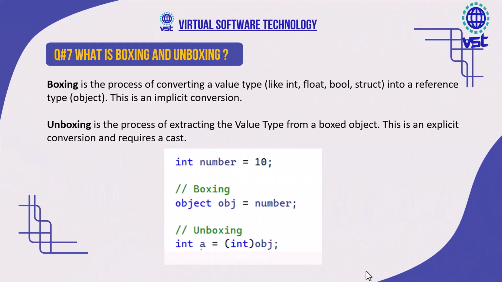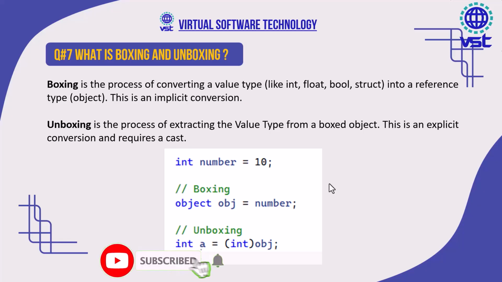This is part 7 of the C# interview questions and answers video series. What is boxing and unboxing? Boxing is the process of converting a value type like int, float, bool, or struct into a reference type object. This is an implicit conversion. Unboxing is the process of extracting the value type from a boxed object. This is an explicit conversion and requires a cast.